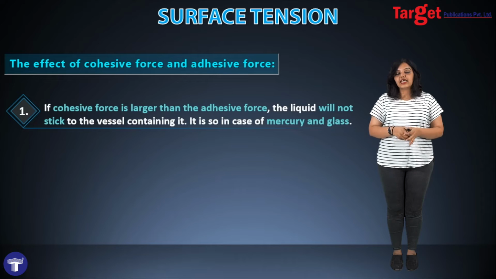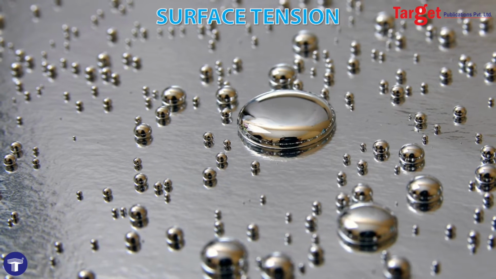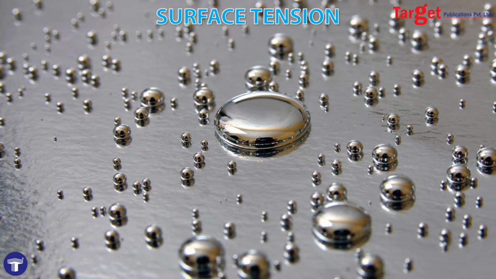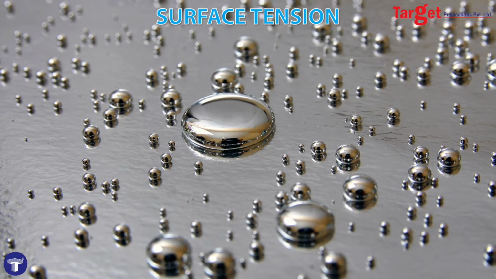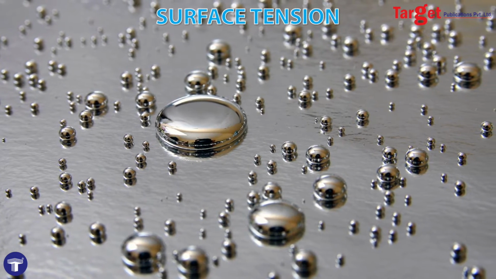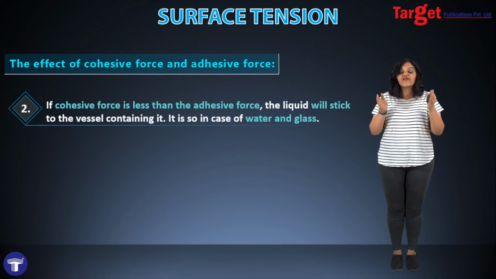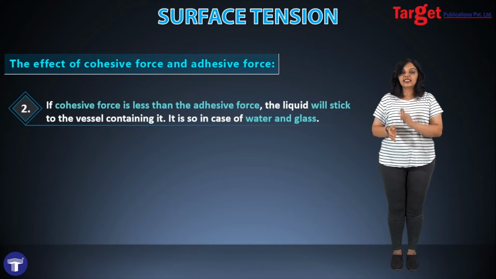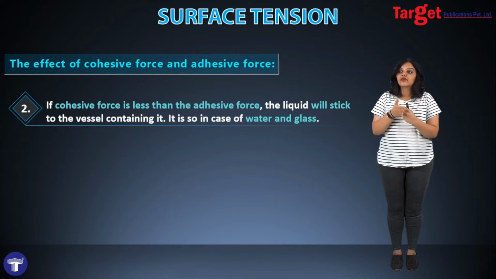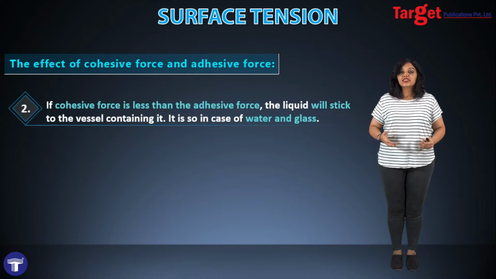And this is an example that we see in case of mercury. It doesn't stick to the sides of a glass, and even if you drop it on, say, a wooden surface, it's not going to stick. However, if the opposite takes place, that is, if the cohesive force is less than the adhesive force, it means that the molecules of the liquid are more attracted to the molecules of the container than they are to each other. In such a case, the liquid will stick to the vessel containing it.